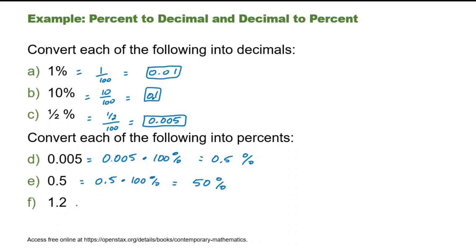Part F, 1.2. 1.2 is equal to 1.2 times 100%, which is equal to 120%.